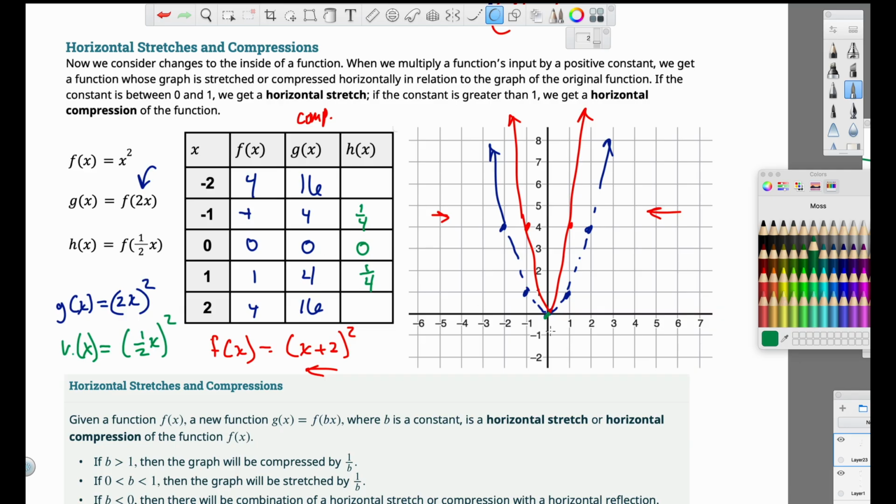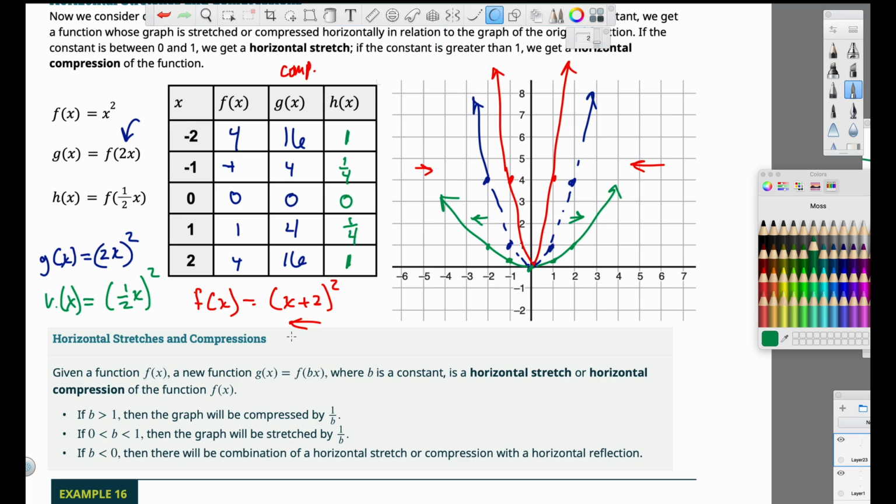So now I've got 1, 1/4, so I'm way down, kind of close to the x-axis here, a quarter. And then I'm going to put 2 in. So 1/2 times 2 is 1, and I square that, I get 1. So I've got 2, 1, negative 2, 1. All right, so we've got this graph right here, something like this. And this one is being stretched horizontally. So this one's a horizontal stretch. Okay.